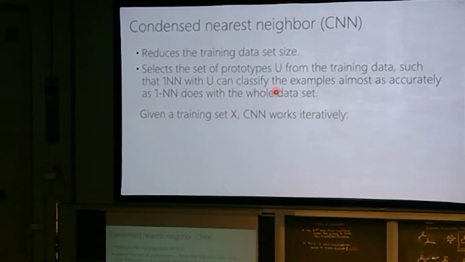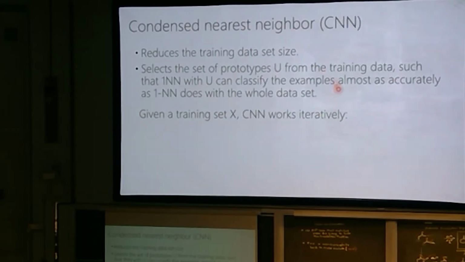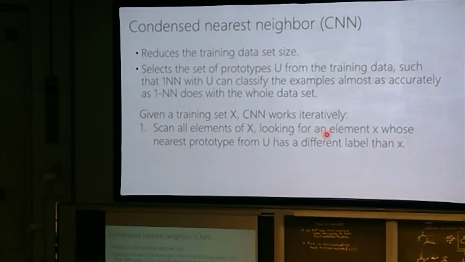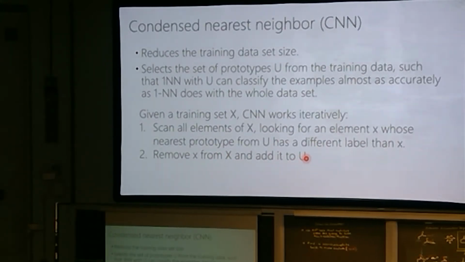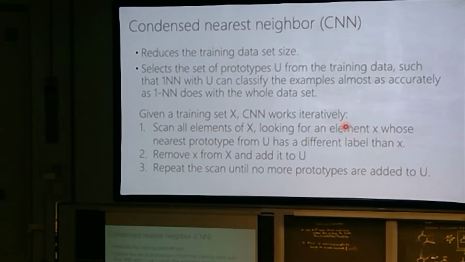One way to do that, sometimes called condensed nearest neighbor, is you take your training set X and you iterate. You scan all the elements of X looking for an element whose nearest prototype from U has a different label than X. Then you remove it from X and add it to U, so you're building up this set of prototypes. Every time you find something near a prototype that has a different label, you add it because you know it's going to make a difference. If it doesn't have a different label, then it's redundant, and you just remove it and don't add it to U. Then you repeat this until there are no more prototypes added.